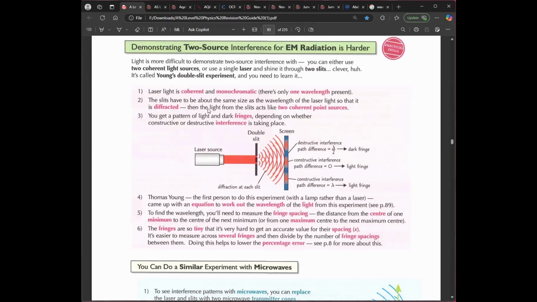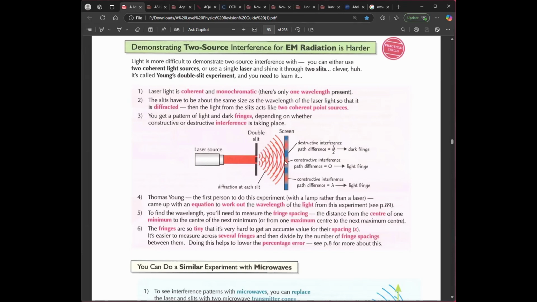So in this case it just behaves as if there are two sources and not one, because you have two slits. You get a pattern of light and dark fringes depending on whether constructive or destructive interference is taking place. Now you have a screen here, and as you would already know, in the center you have the brightest spot, then a dark spot, then a bright spot again.